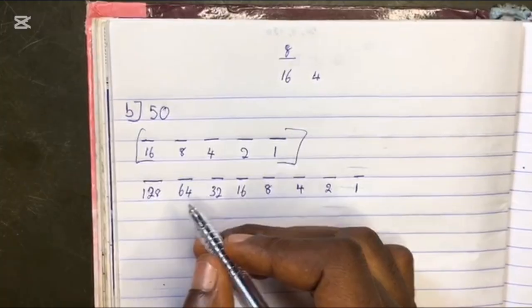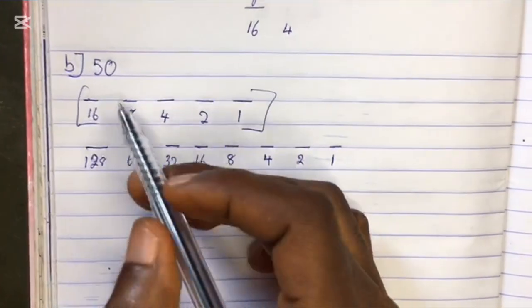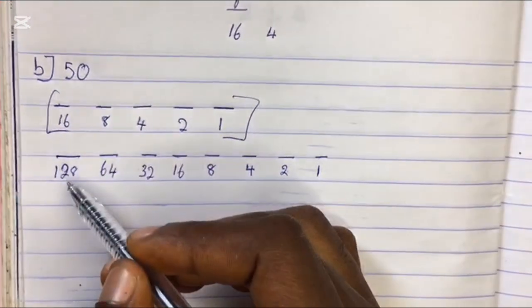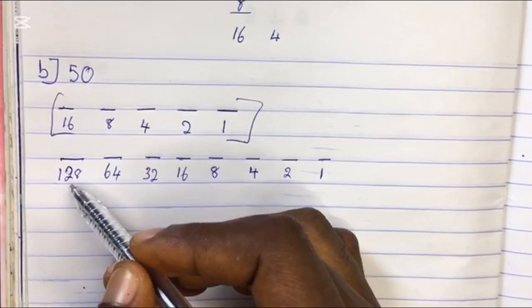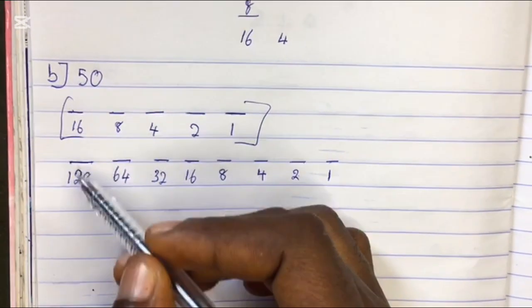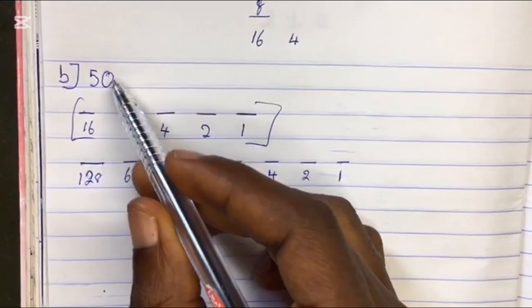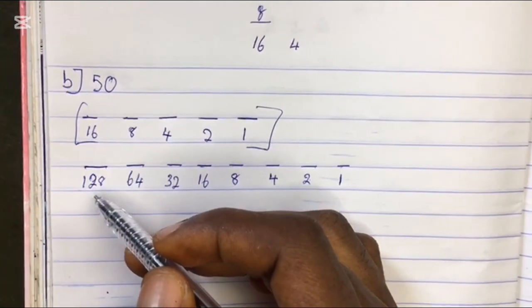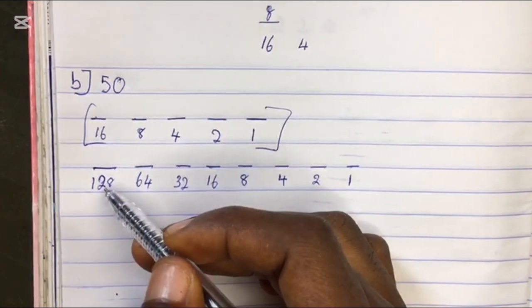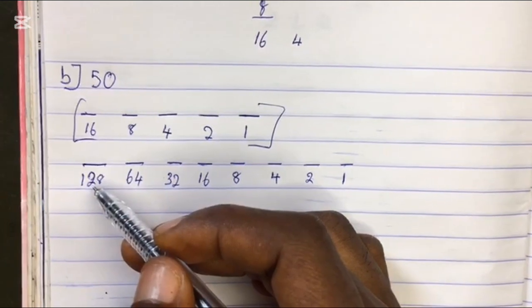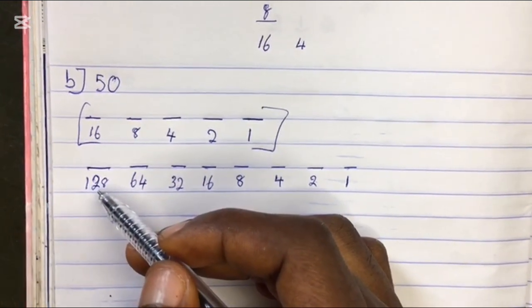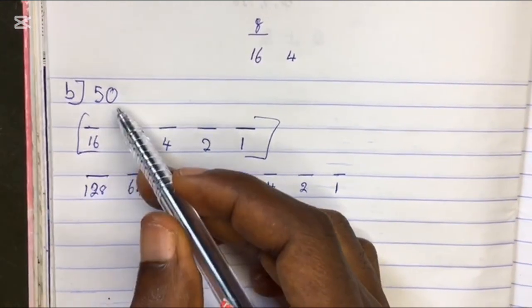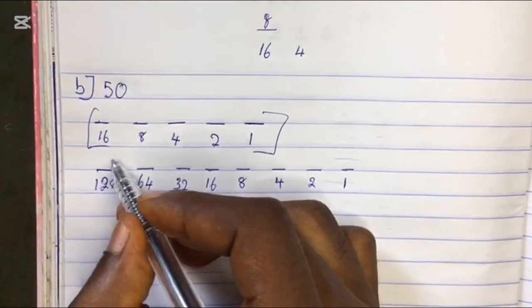The first step after doing this is that you take the title number and compare it to your decimal number here, or your binary conversion number. So we have 50. Is 50 greater than 128? If it's greater, you write 1, then you subtract. But if it's not greater, you write 0 and then you move to the next number. So 50 is not greater than 128, so write 0.